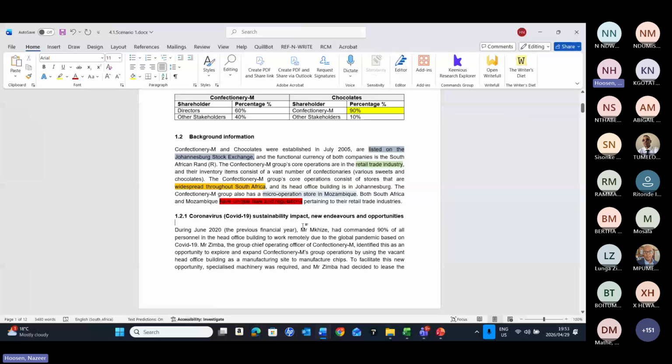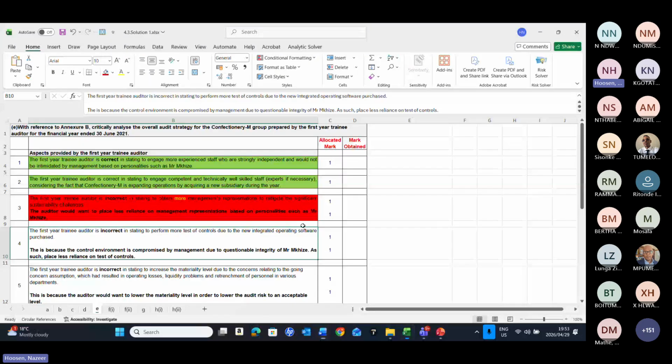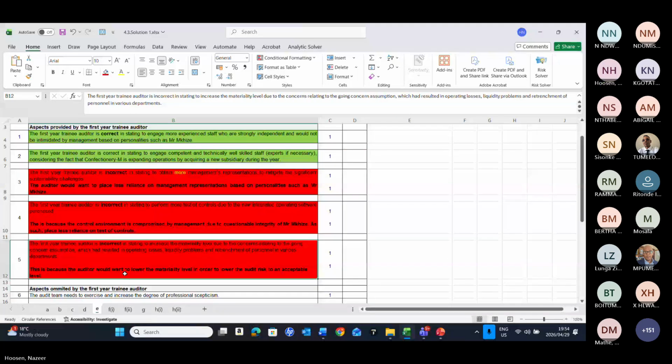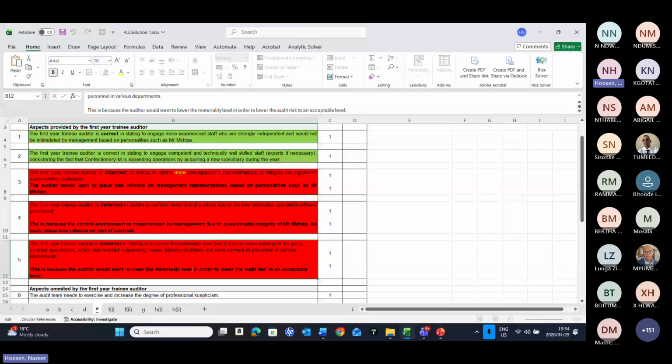The first-year trainee auditor is incorrect in stating to increase materiality, because what we should do is the inverse: the auditor would want to lower the materiality value. You see what I mean? Everybody's with me? Yes, sir. Great aspect.